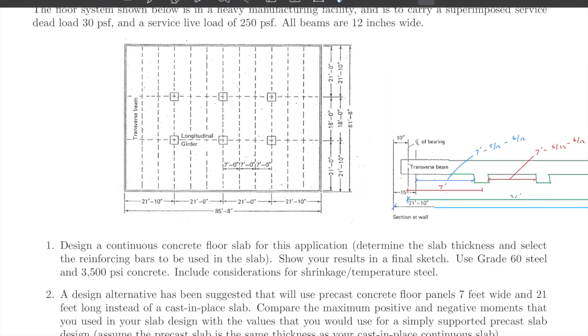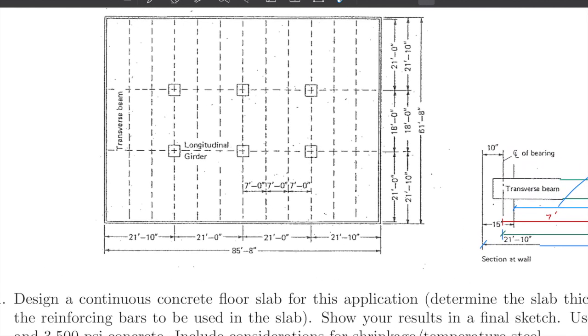Jury results in a final sketch. Use grade 60 steel and 3,500 psi concrete. Include consideration for shrinkage and temperature steel. So, just the first thing you got to do is you got to figure out which direction this thing is going to be spanning. Right? It's going to be spanning the short distance.